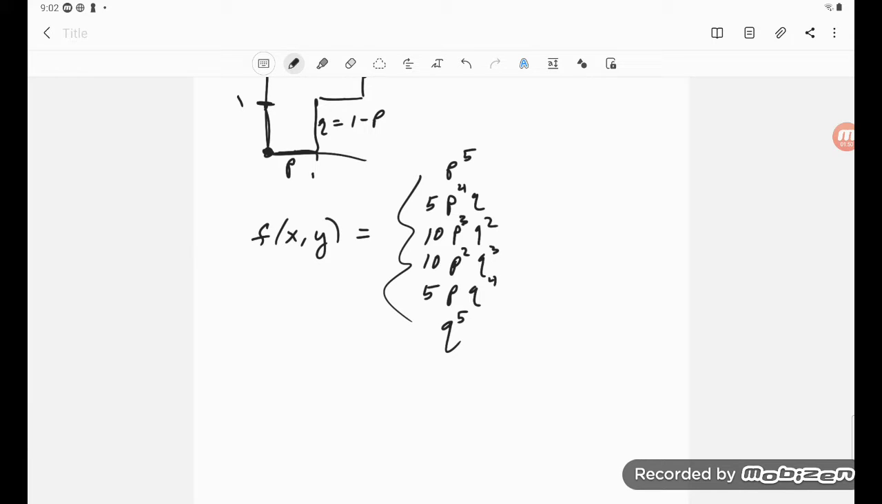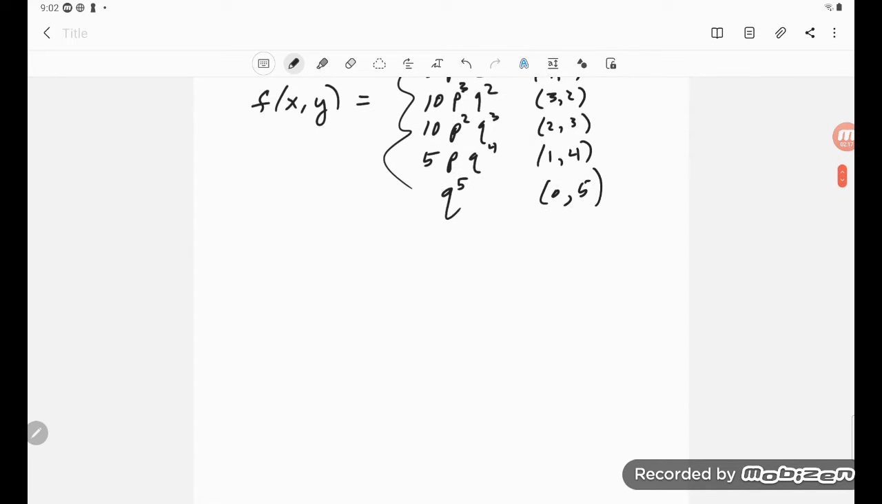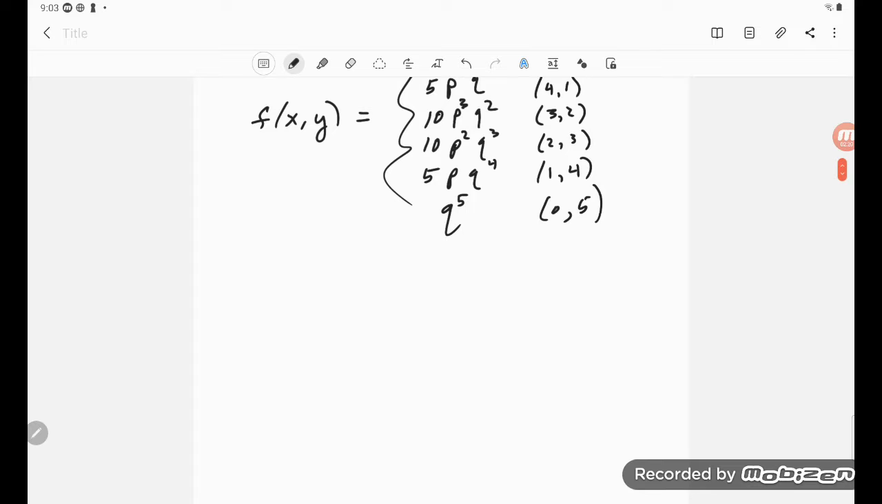And in this first case, x was 5, y was 0, here was 4, 1, 3, 2, 2, 3, 1, 4, and 0, 5. Okay, so that was the joint distribution.